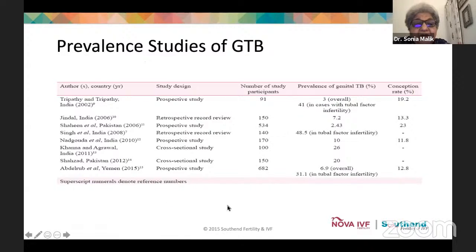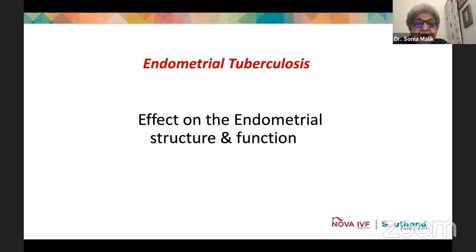If you look at the prevalence studies of genital tuberculosis from India, you find that the majority of these studies have talked about tubal factor infertility, and we really did not know so much about the endometrial element of it till a couple of years ago, when we started looking at endometrial biopsies and new tests came in. So what is the effect of endometrial tuberculosis on endometrial function and structure?